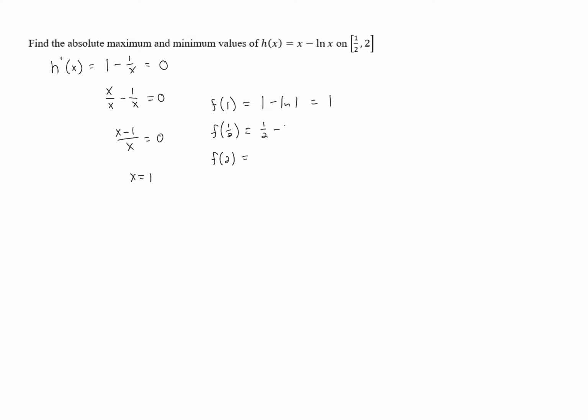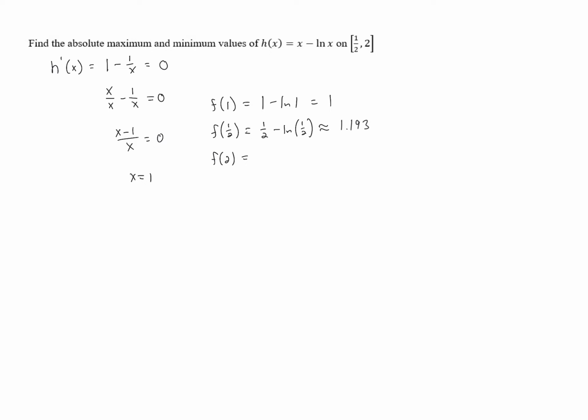And we're going to need an approximation here because we need to be able to tell if this is bigger than 1 or smaller than 1. We'll need decimal approximations whenever we don't have an exact answer so that we can compare all of these values and figure out which is the maximum and which is the minimum. And when I plug this into a calculator, I get approximately 1.193.